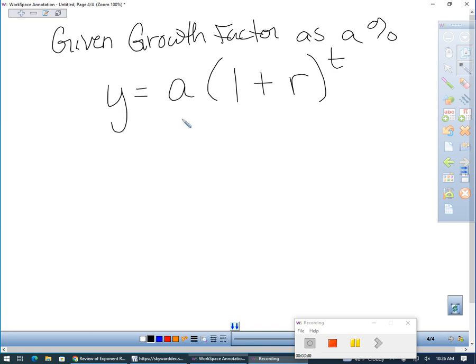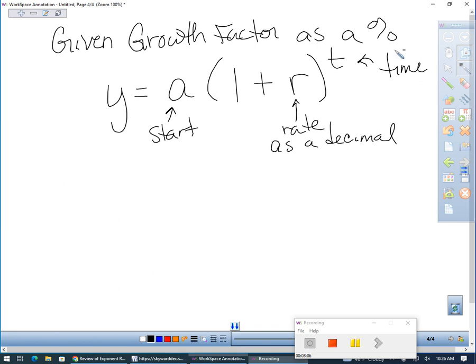So this a is, of course, your start, however many you have to start with. Your r is your rate, but you have to change it as a decimal. And the t is time. All right, so here we go with example number 4, which will help with 13 and 14.